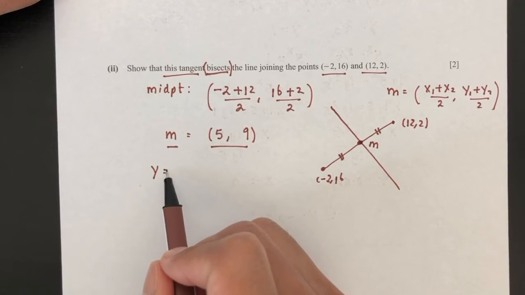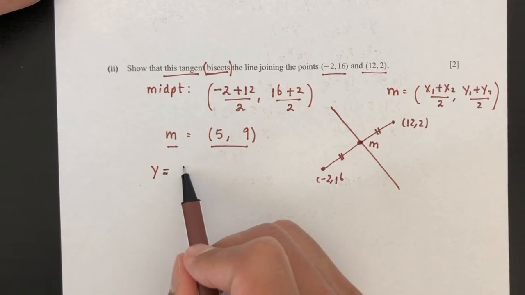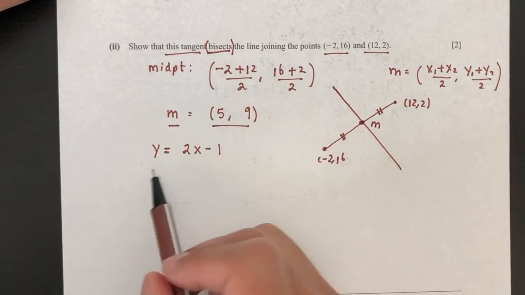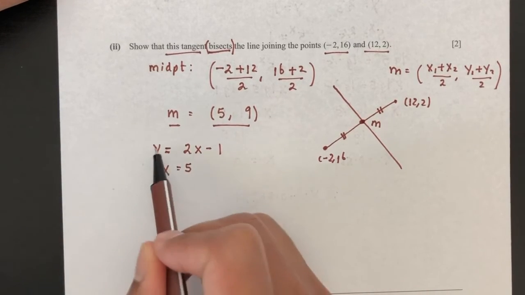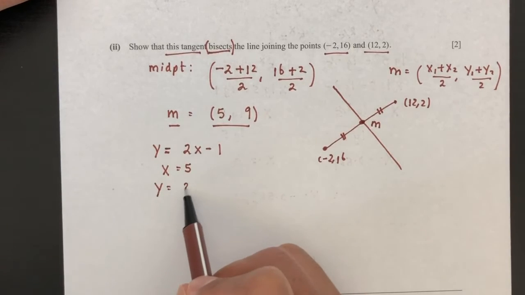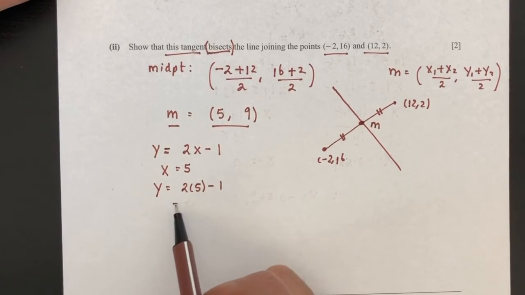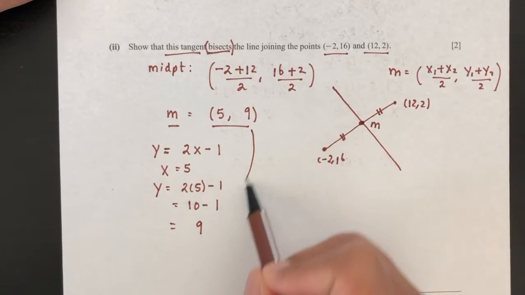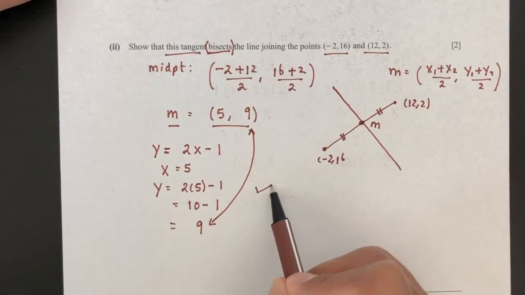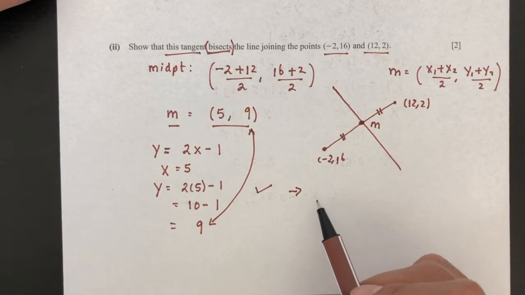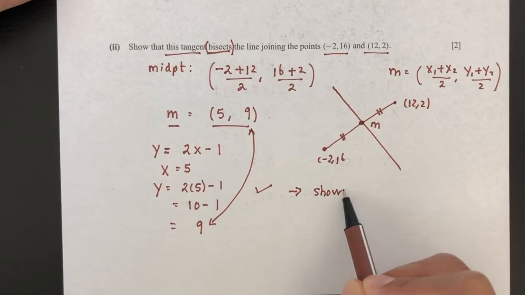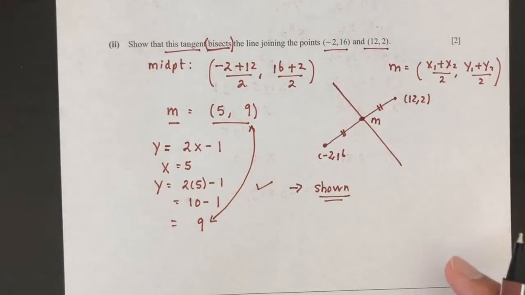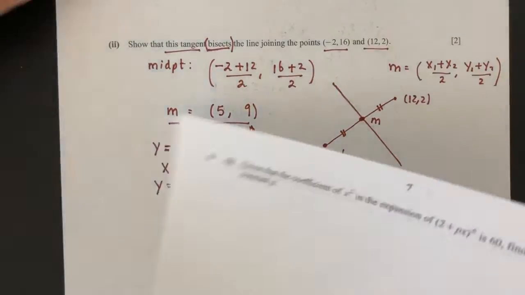Equation of our tangent is y is equal to 2x minus 1. So let's replace the value of x. For x equal to 5, let's find the value of y. So y is equal to 2 times 5 minus 1, which is 10 minus 1, that is 9. So 9 is equal to 9, which means it is confirmed that it does bisect, so it's shown as required. It does bisect the line joining those 2 points. And that is your question number 5.